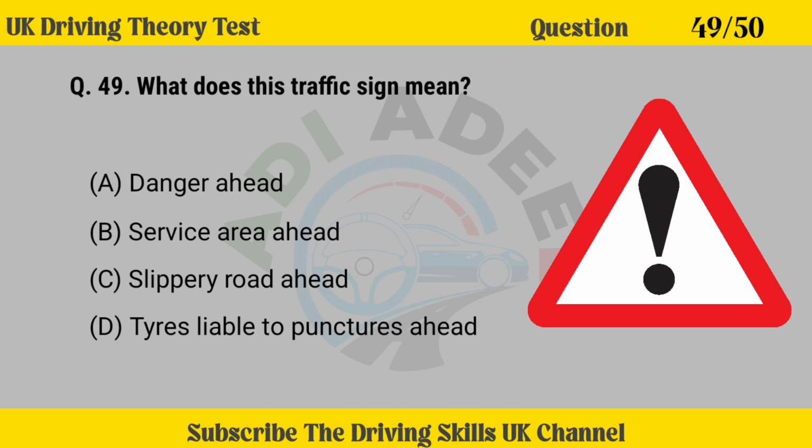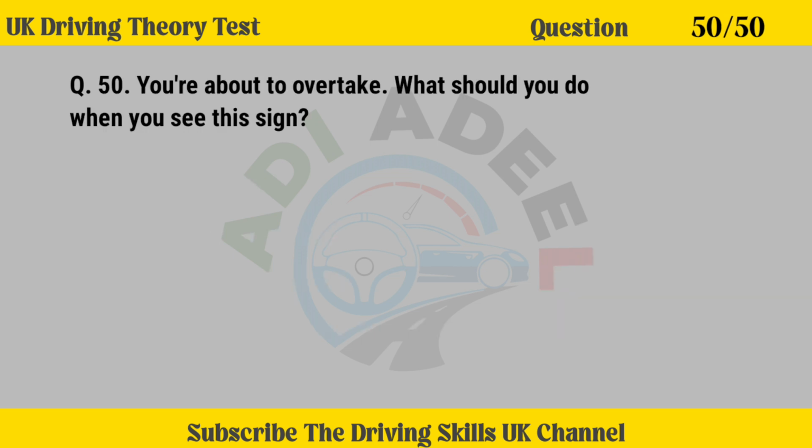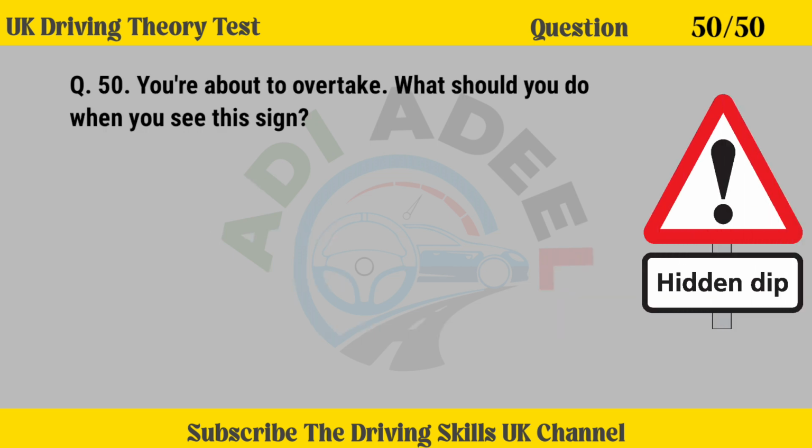Question 49. What does this traffic sign mean? A. Danger ahead. B. Service area ahead. C. Slippery road ahead. D. Tyres liable to punctures ahead. The right answer is A. Danger ahead.